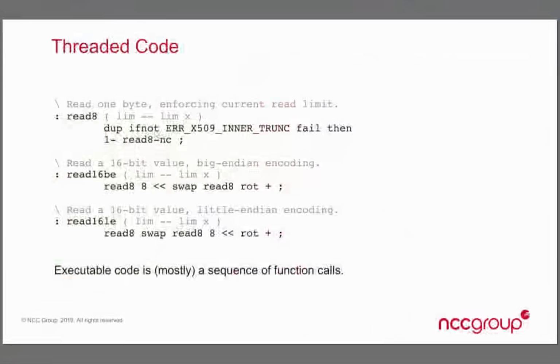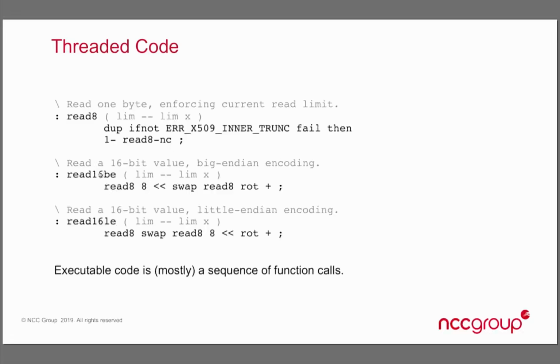So here it duplicates the limit, then compares it with 0, so it consumes the duplicate. If the limit is 0, then this code will be executed. Otherwise, it will jump just after the then. And this code is basically saying that it does not work. It's an error code, which is value 36, and it just stops everything in that coroutine. And otherwise, it subtracts 1 from the current limit, and then it calls another function, which is not shown here, which does the actual byte reading.